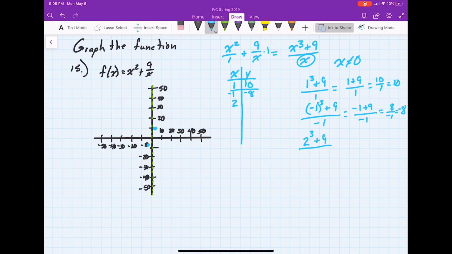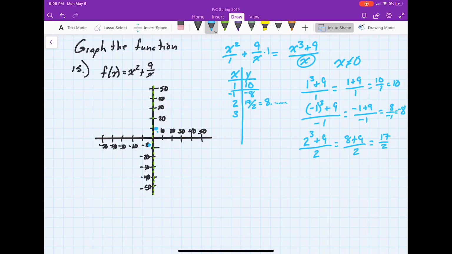So 2 to the third plus 9 over 2 is equal to 2 times 2 is 4 times 2 is 8, plus 9 over 2. So we have 17 over 2. So if we have an x value of 2 as an input, we get 17 over 2. Well, that's going to be 8 point something. Since my graph isn't super accurate, I'm not going to bother going much further than this. So let's see, where would that be? It'll be a little bit over here and a little bit down here, so it's a little bit lower than our 10.